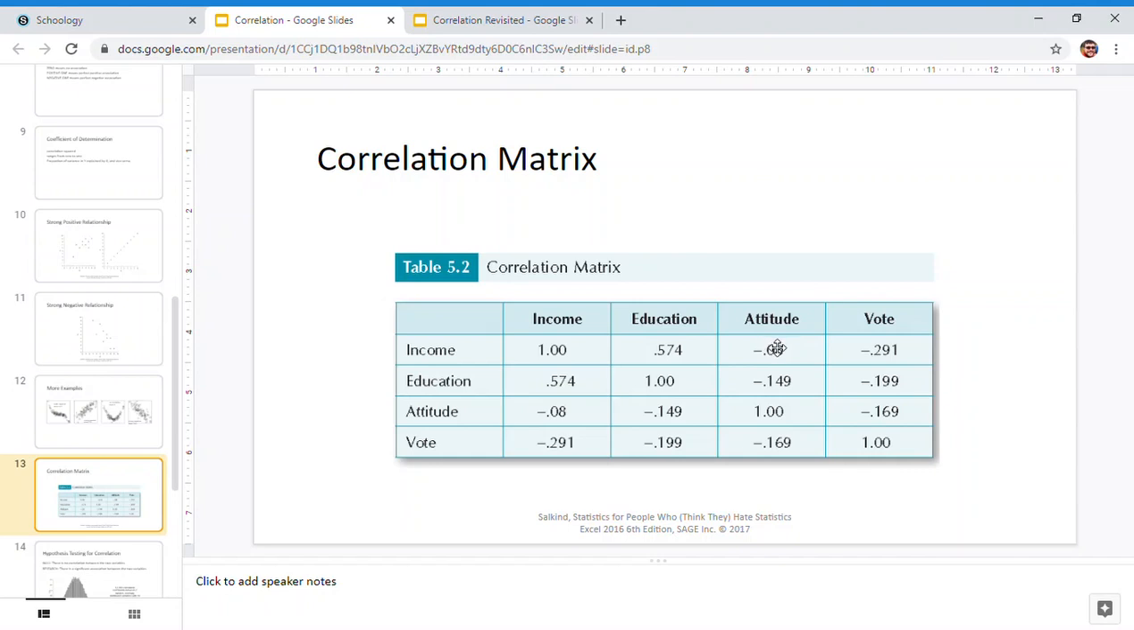Note that this is symmetrical. So this 0.08 here, negative 0.08 here, is across the diagonal from this one. This is the diagonal here. These are symmetrical. So all this data up here is repeated below here.